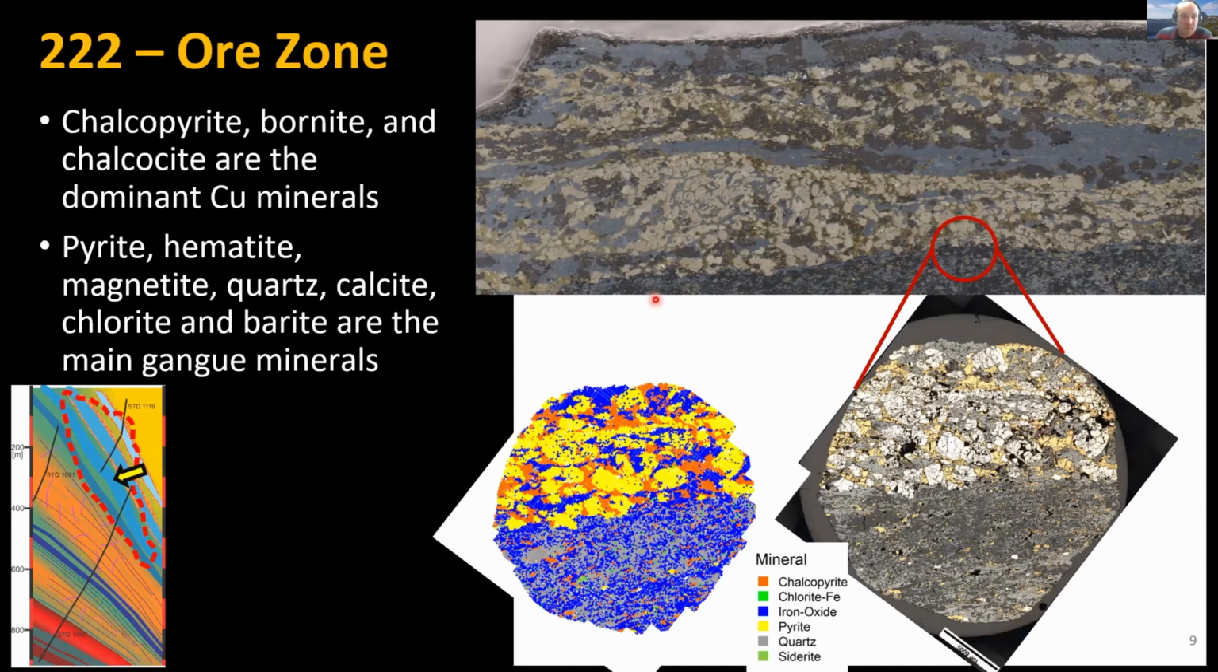The ore minerals are mostly chalcopyrite, bornite, and chalcocite, even though in this sample we mostly see chalcopyrite, and the gangue minerals are pyrite, hematite, magnetite, barite, calcite, quartz.